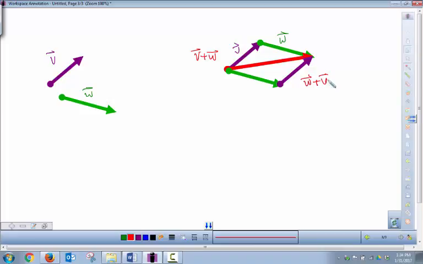Yeah? Are we going to call them resultant vectors in this class? Say it again? Resultant vectors? Yeah, the resultant vectors. Okay. I would just say the result. Okay.